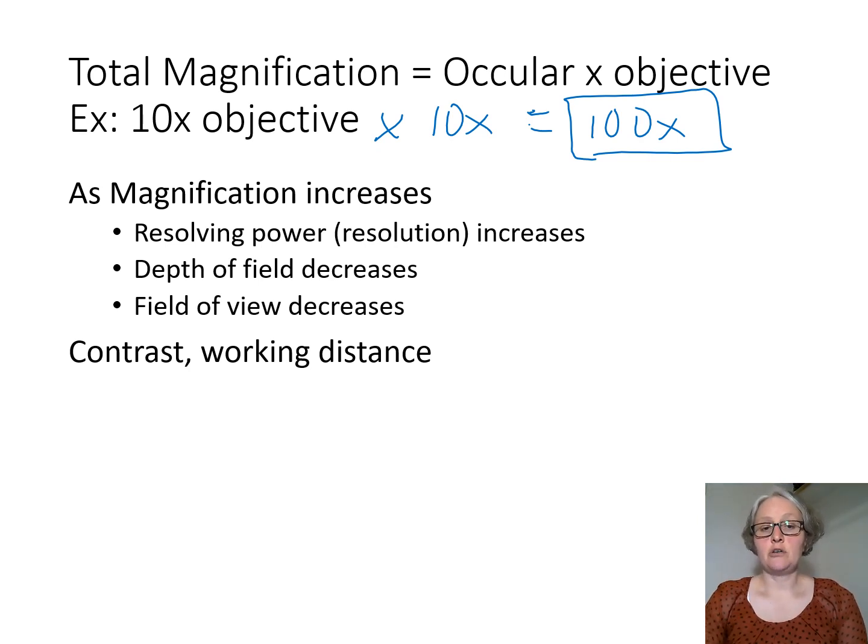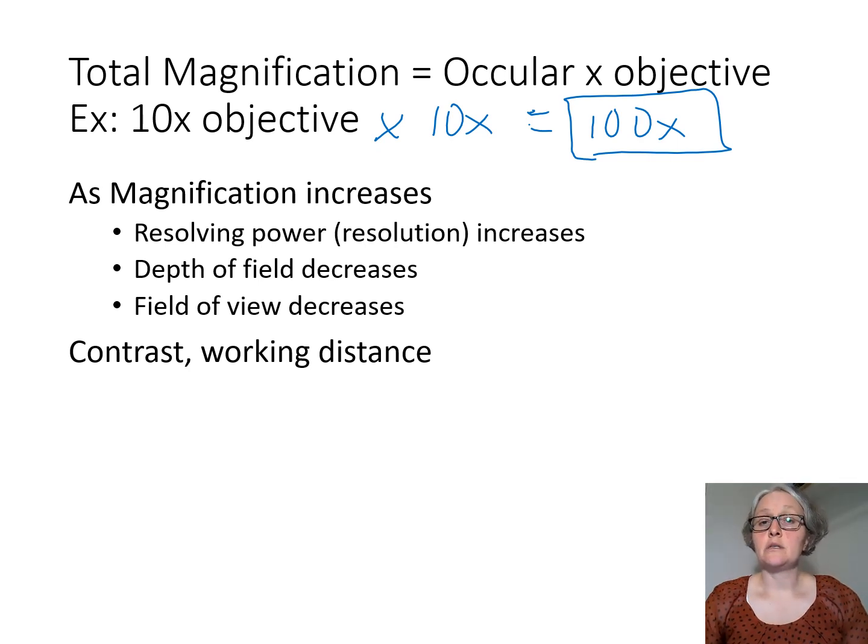As magnification increases, resolution will increase, depth of field will decrease, and field of view will also decrease. Contrast is a measurement of the differences between light and dark in a sample. We often add dyes to increase contrast. The diaphragm can also adjust contrast for us.